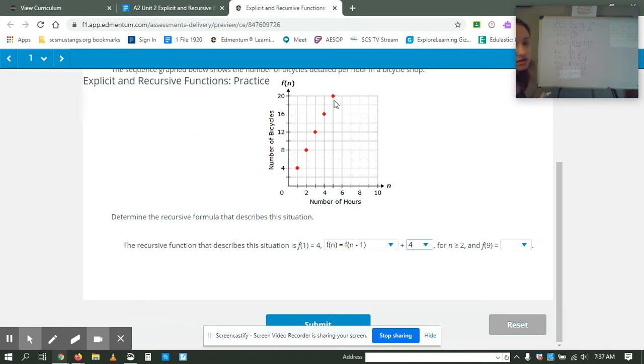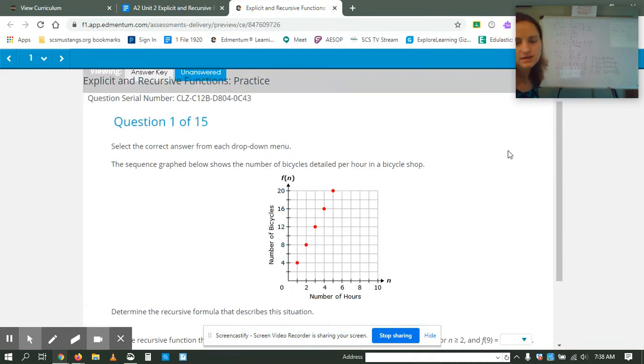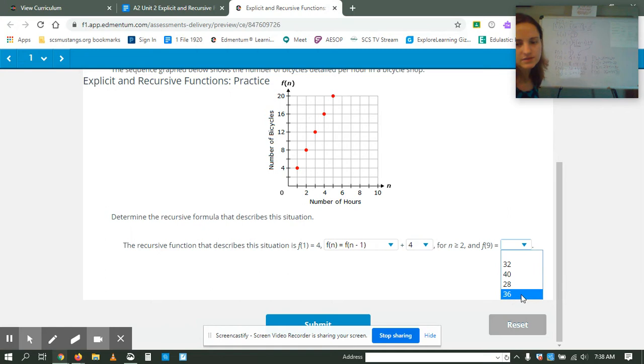So using our recursive formula that they have us using, we are going to need to continue this to get to 9. So we can do f of 6 is equal to 20 plus 4, 24. F of 7 is equal to 24 plus 4, 28. F of 8 is equal to 28 plus 4, which is 32. And then f of 9, which is what we're looking for, is going to give us 32 plus 4, which is going to be 36. So the answer that goes in that drop down is going to be 36. And that's what they're looking for there.